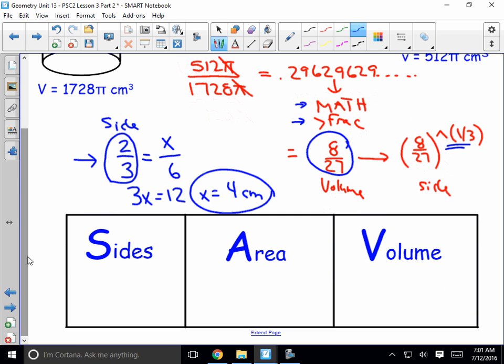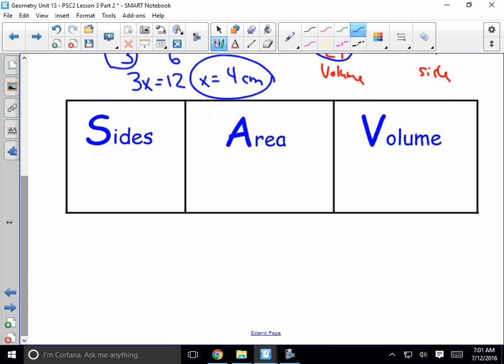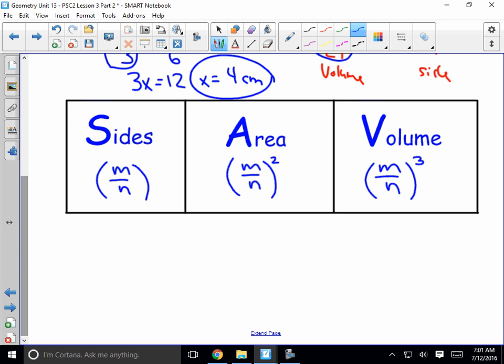Okay, because now let's look at, once again, we saw this chart in the last lesson. If your side length ratio is m over n, your area ratio is m over n squared. Your volume ratio is m over n cubed. Okay, so notice the base of all of these ratios is the same thing. It's the side length ratio. So if you're given an area ratio, we square root to turn it into a side length ratio. If you're given the volume ratio, we cube root or use the power of 1/3 to turn it into a side length ratio.